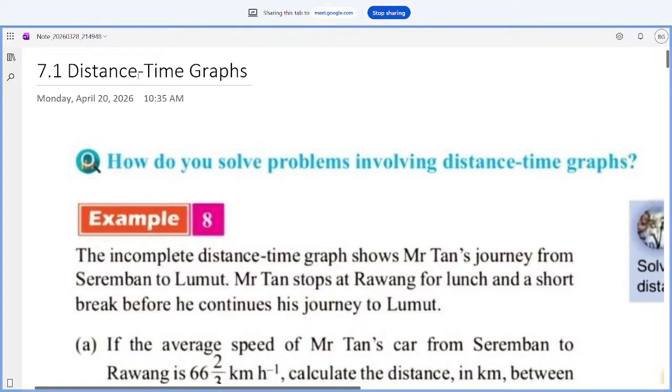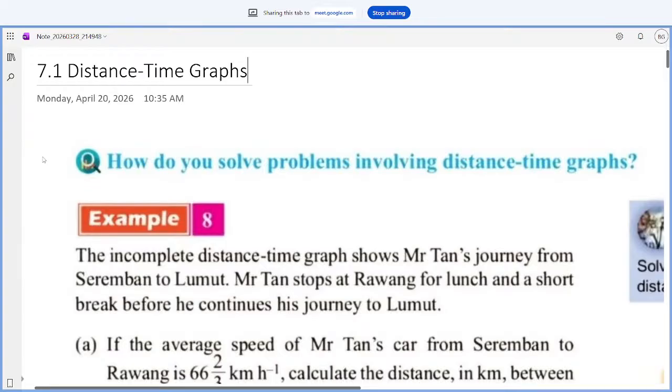So guys, distance time graph, the gradient, what does it represent? Kalau ada graf jarak melawan masa, kecerunan tu mewakili apa? What does the gradient represent? Distance is the y-axis, time is the x-axis. Yes, it represents the speed. Correct. Jarak melawan masa, kecerunan tu adalah kelajuan. It represents your speed.